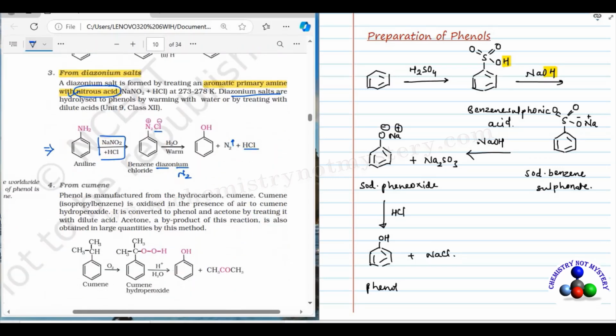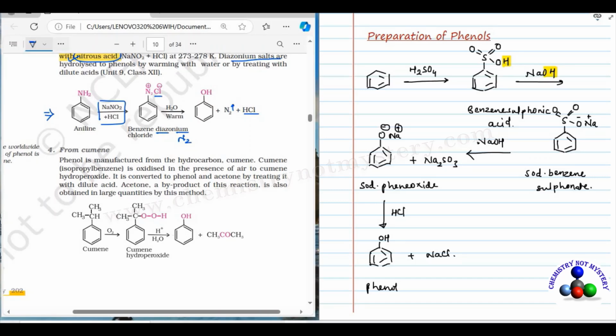Now come to the next method. The fourth method is from cumene. Phenol is manufactured from the hydrocarbon cumene. Cumene is isopropyl benzene. It is oxidized in the presence of air to cumene hydroperoxide. It is converted to phenol and acetone by treating it with dilute acid. Acetone, a byproduct of this reaction, is also obtained in a large quantity by this method.